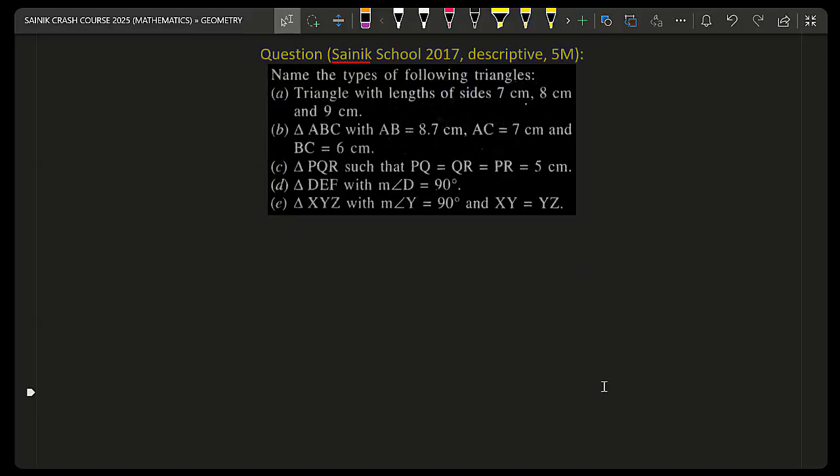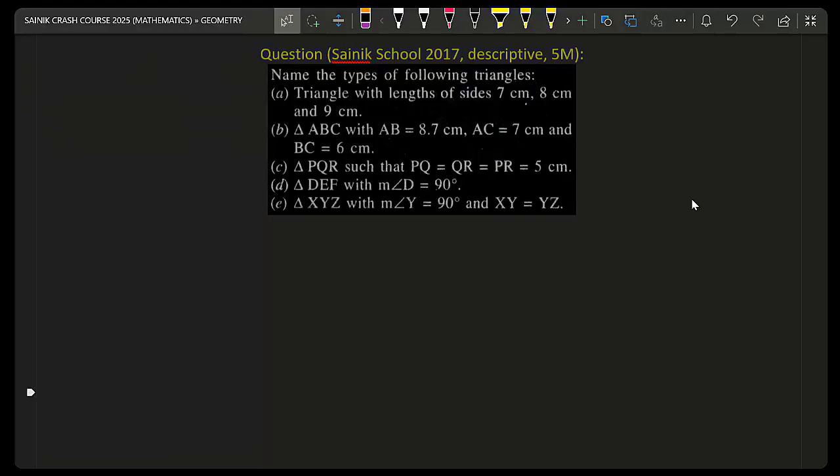How do you name the type? Who will answer this? Rishika. Question A. Which type? Rishika, are you there? Dhanvir, can you answer question A?